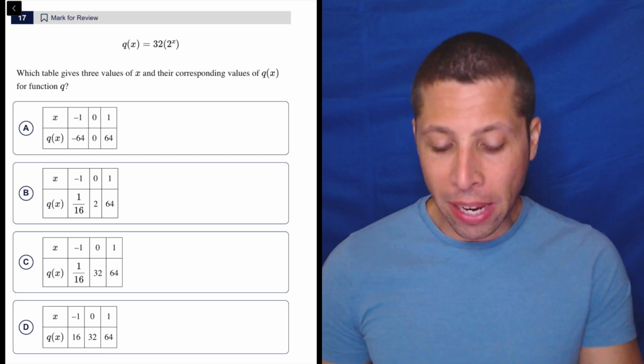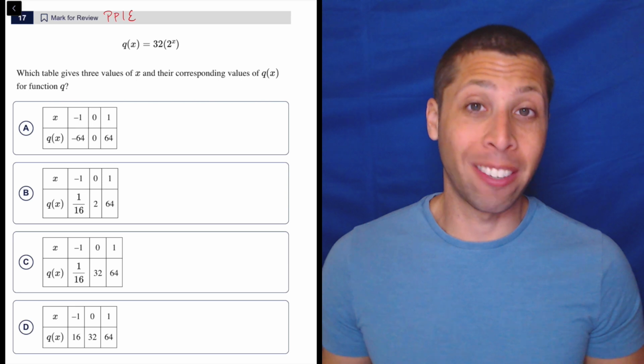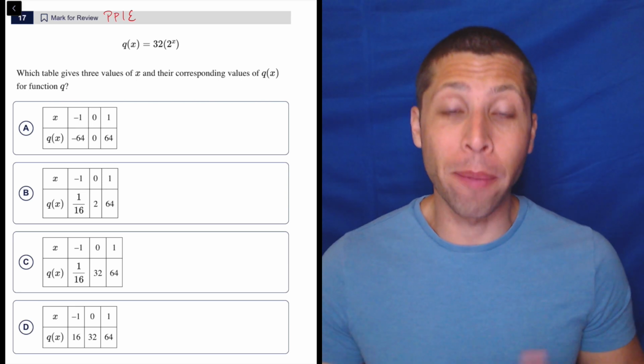This looks elaborate, but it's basic plug points into equations, right? We have the equation, and we were given 4 sets of points that could go with it, right? So just pick one and plug it in and see what happens.